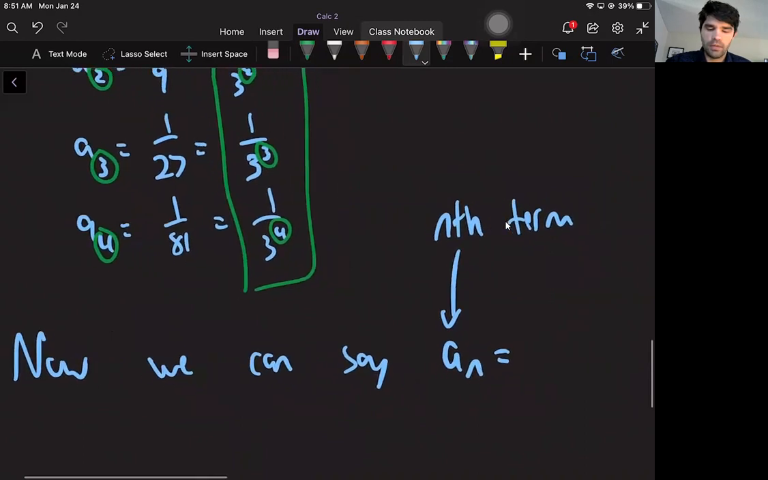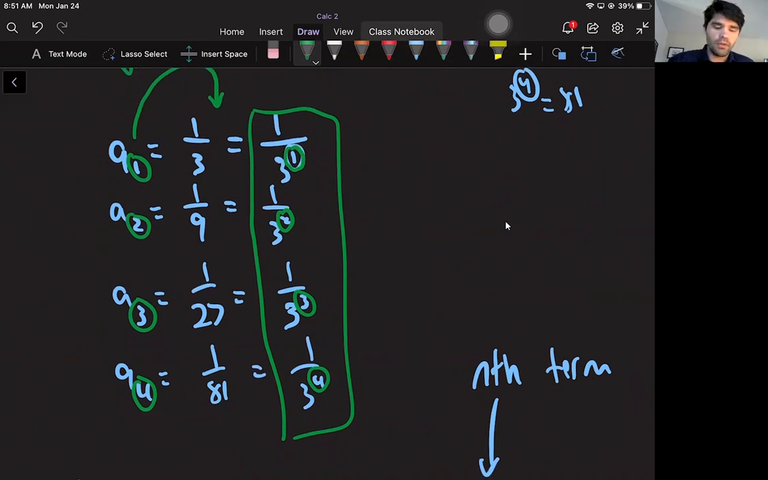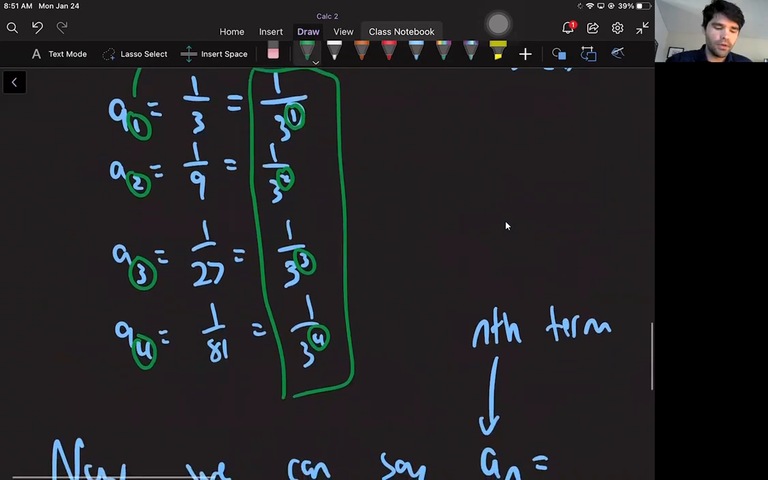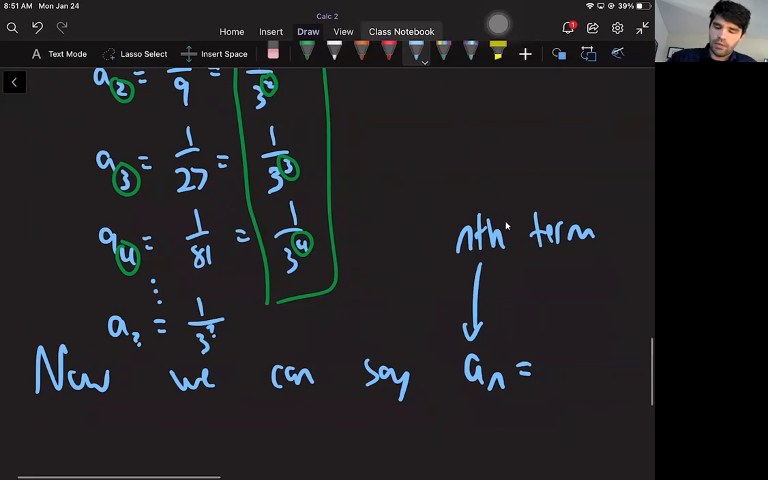So let's see, what is it going to be? Well, let's think about how these are related here. I guess I should use the same color. So the first term is 3 to the 1. The second term is 3 to the 2 on the bottom. The third term is 3 to the 3rd on the bottom. And so if this pattern is to continue, if I just put a question mark here, which is really what the n is sort of representing, then it needs to be 3 to that same thing. So this is going to be 1/3 to the n. And this is the nth term.